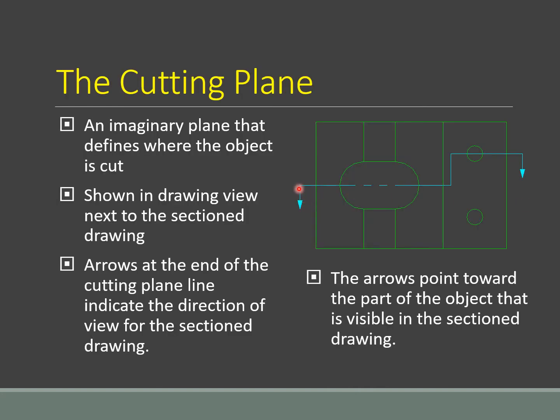We'll use this cutting plane, and it's up to you as a designer to decide where you want this cutting plane to go. It depends on what you want to see. Sometimes you just cut right through the middle of the part, or you can cut out little pieces. In this case, this cutting plane line goes through the middle of that slot, then it zigzags up and goes through that hole. So now I would essentially cut this part open and look inside of it, and the arrowheads show you which way you're going to look inside the part.